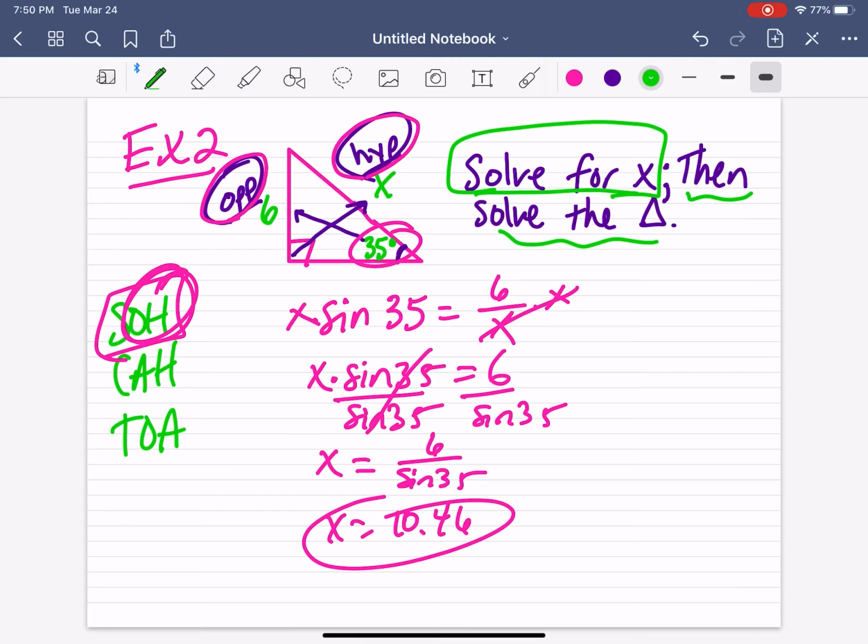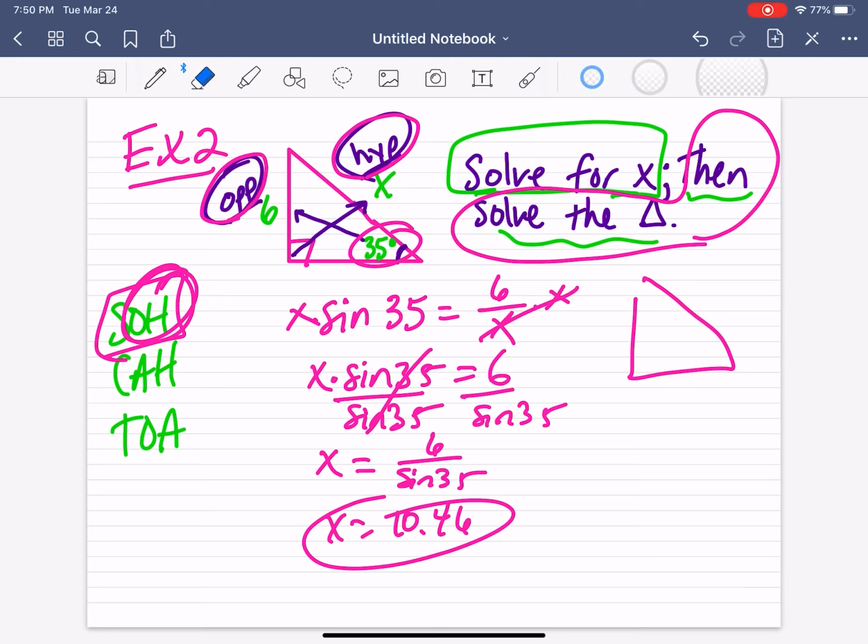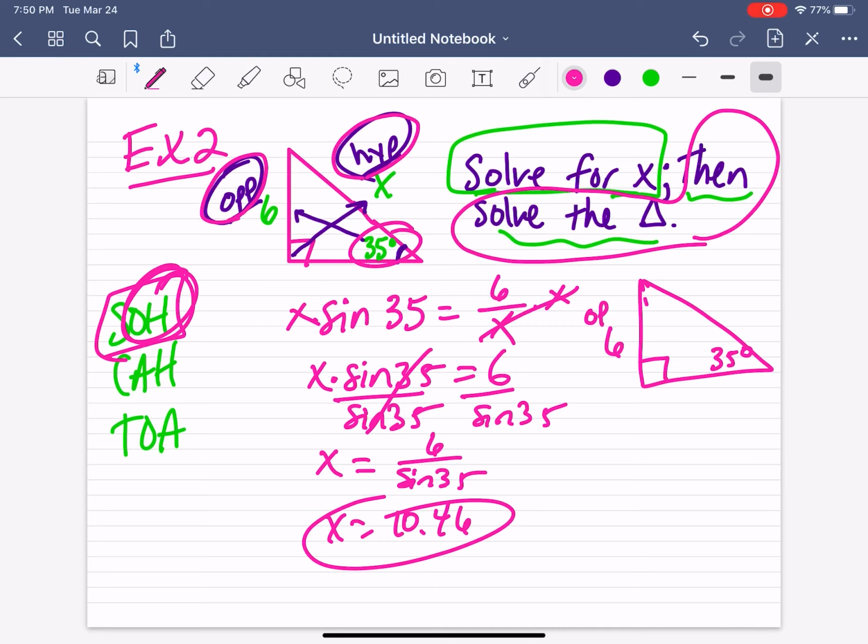Now let's answer the second part of the question, which is to solve the triangle. By that I mean find all missing sides and all missing angles. So keep in mind that, let me redraw the triangle. We know that this angle is 35 degrees, so we know that this opposite side is 6 units. And now we know that the hypotenuse is 10.46. So if we label this side, that's the adjacent side. So let's find the measurement of the adjacent.